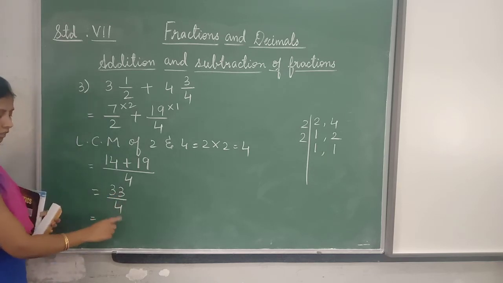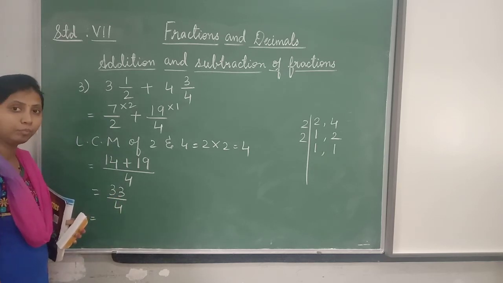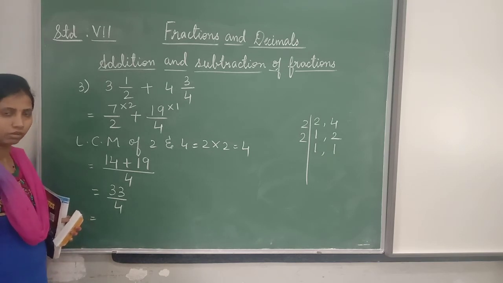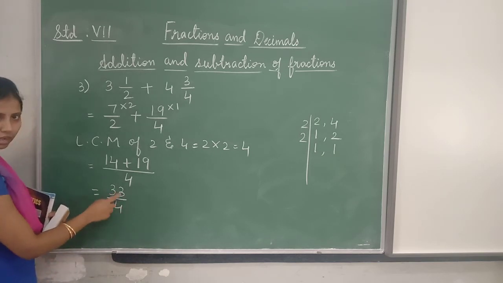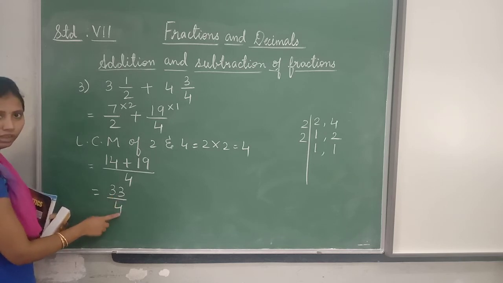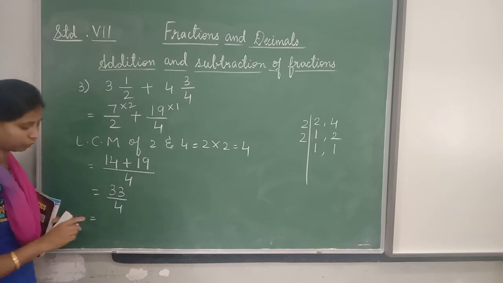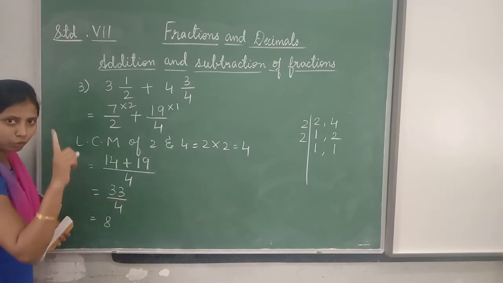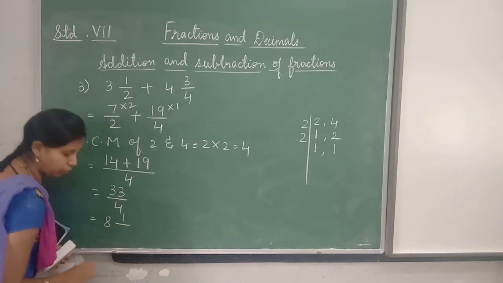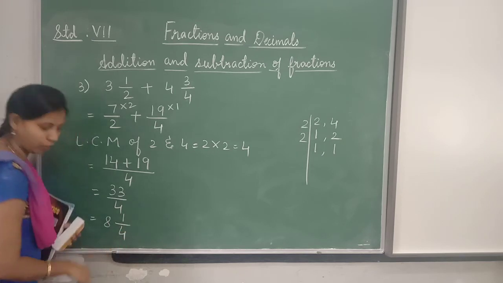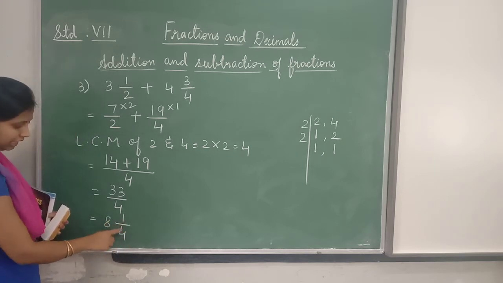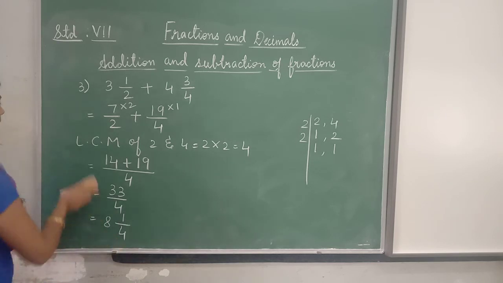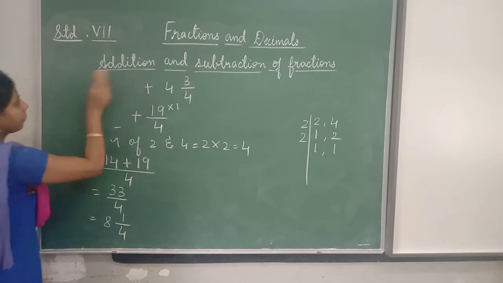Okay. Now 33 upon 4 is an improper fraction. So convert into mixed fraction. Okay. So you can do it directly also. Nearest to 33 in 4 table is 4 8s are 32. So 8 becomes the whole number. 33 minus 32 is 1. So 1 becomes the numerator and denominator is 4. Okay, so this is 8 integer 1 by 4. Okay. Let's see one more example.